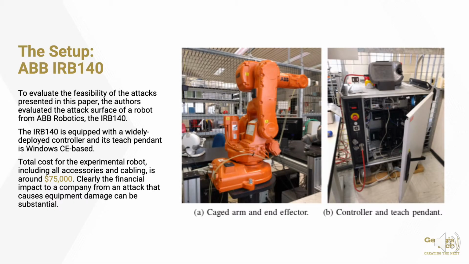As I said, they did their analysis on an ABB IRB 140 robot, very standard design in manufacturing and industrial robots. This robot is equipped with a widely deployed controller. It's very common, and its Teach Pendant is Windows CE based, which is also very common. The total cost for this robot, including all the accessories, cages, cabling, everything, was around $75,000. So if you consider a successful attack in a factory full of these robots, it can be quite costly, all the damage that can be done.